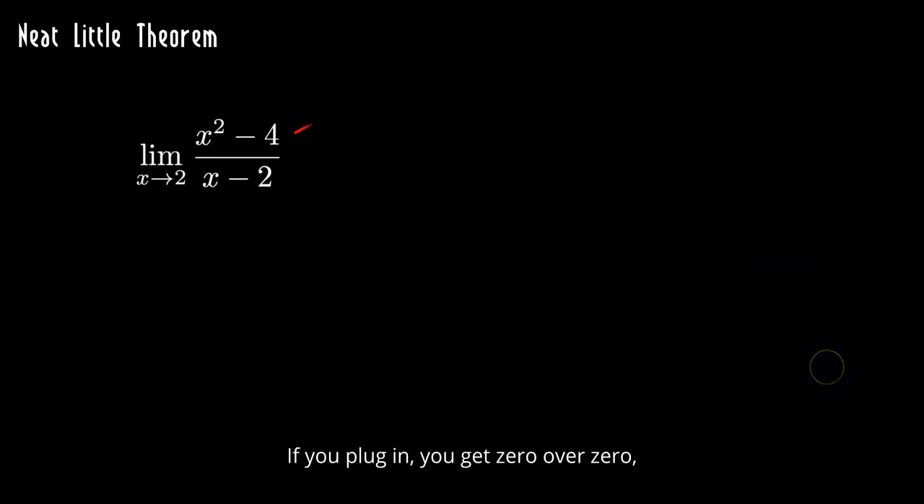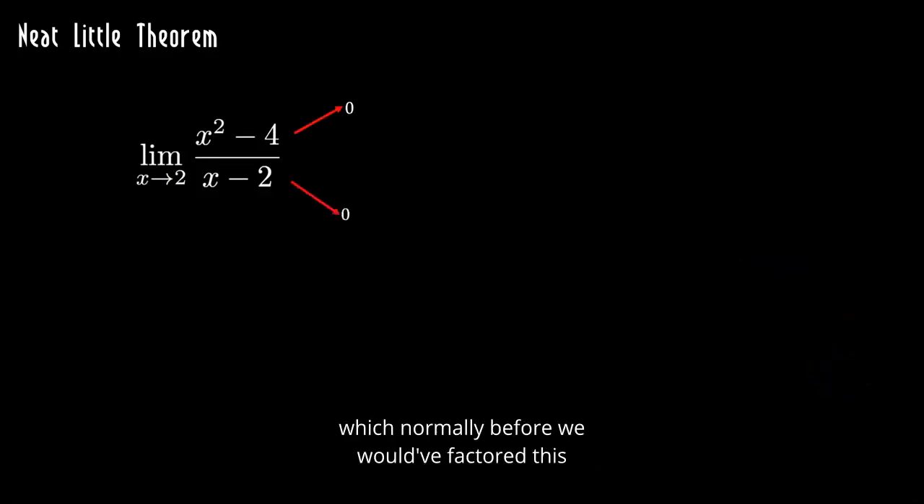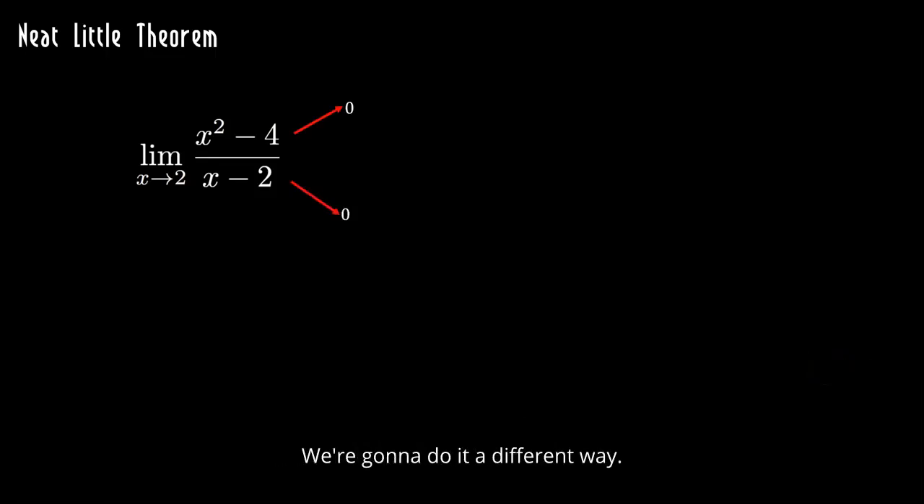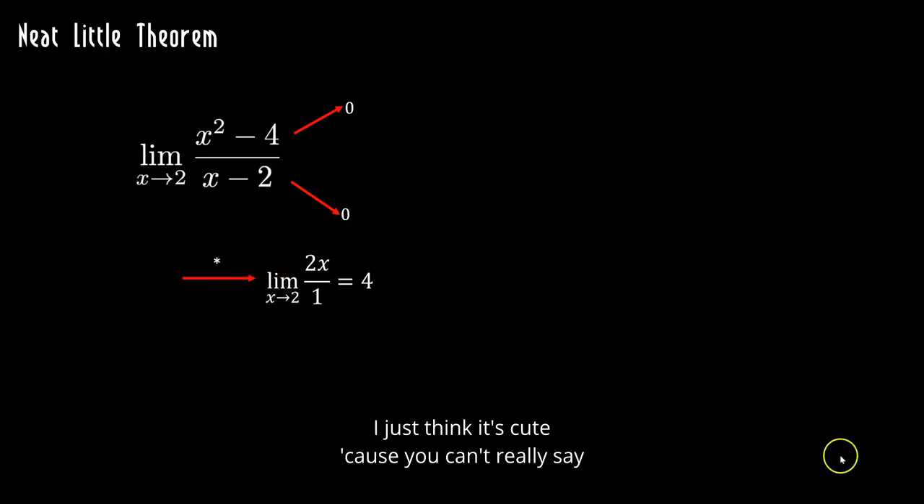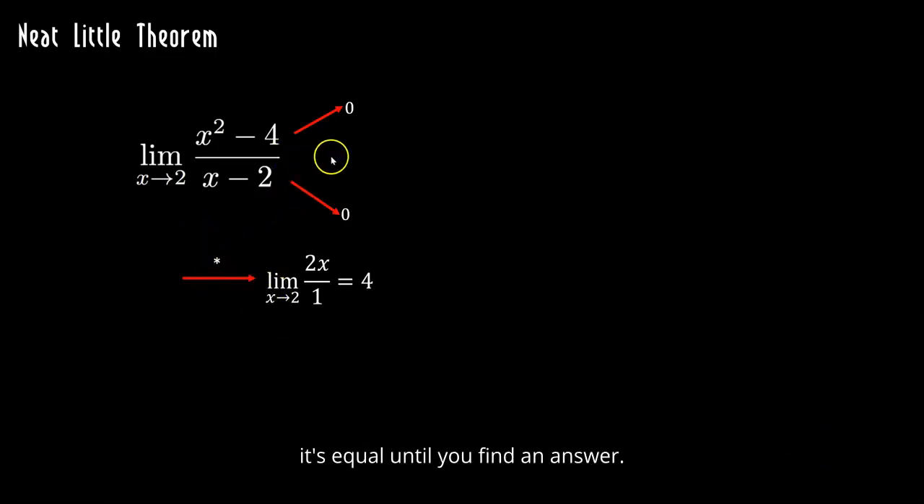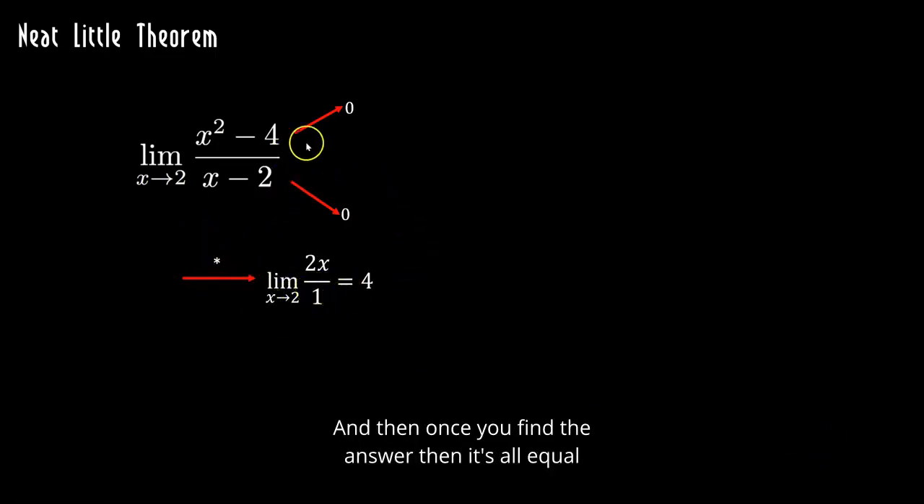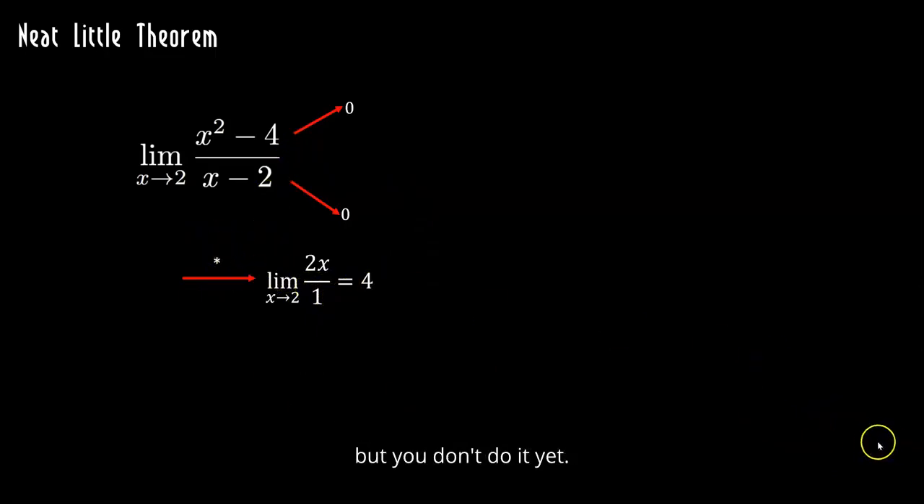If you plug in, you get 0 over 0, which normally before we would have factored this and canceled, but this is a different way. We're going to do it a different way. Since I have 0 on the top and 0 on the bottom, I can do what's called L'Hopital's rule, which means I'm going to look at the derivative of the top over the derivative of the bottom. This is the notation I use for using L'Hopital's rule. I just think it's cute, because you can't really say it's equal until you find an answer, and then once you find the answer, then it's all equal, but you don't do it yet.